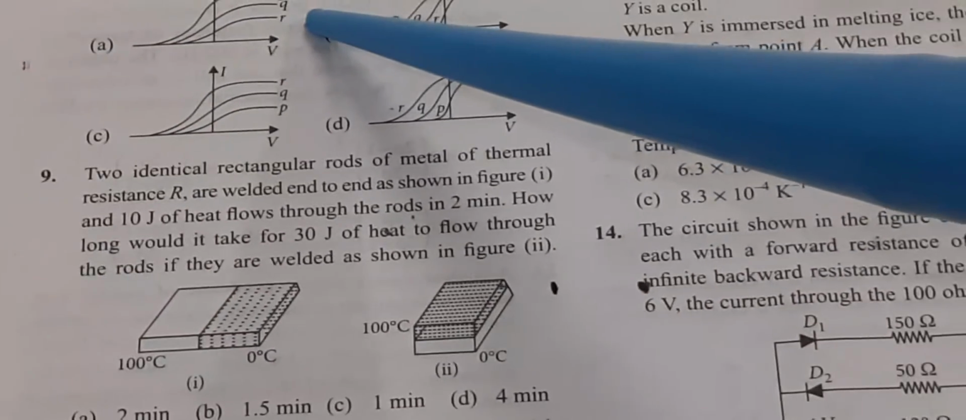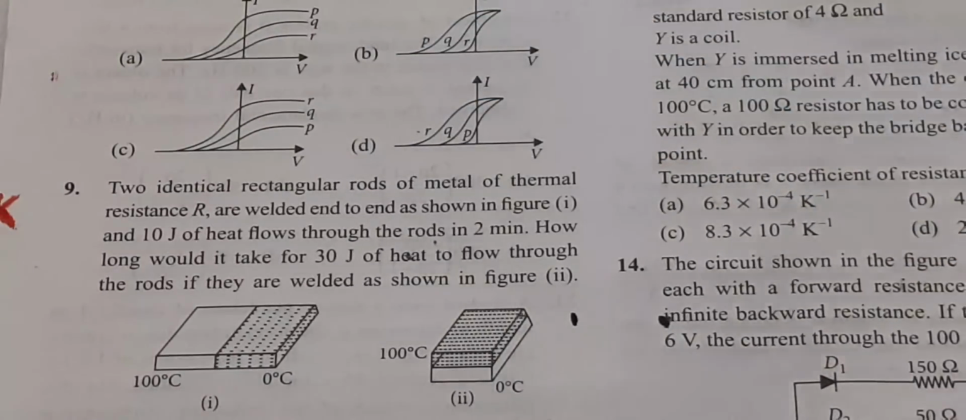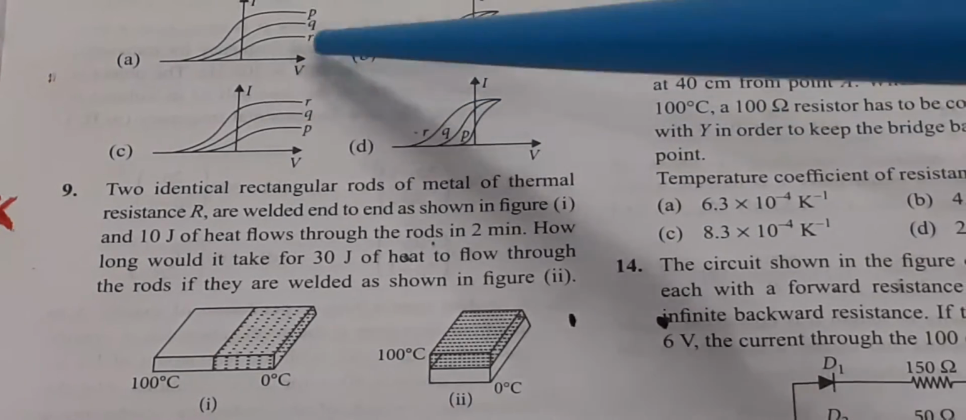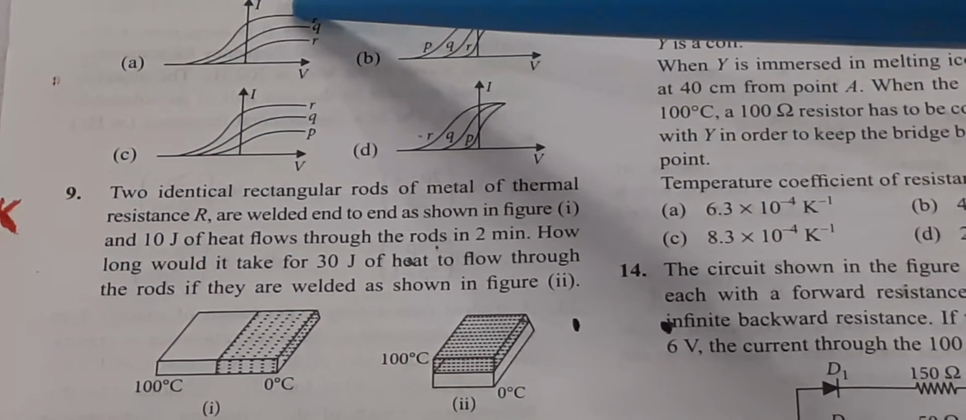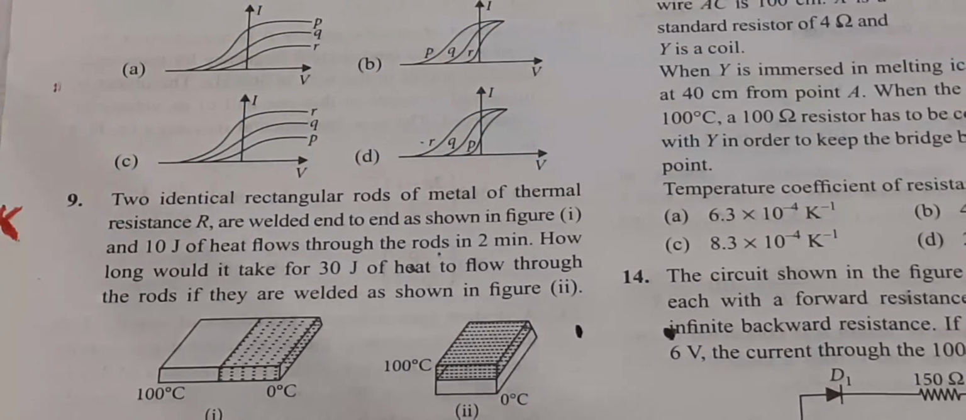For Q, it is in the second position. Its saturation current compared to metal P is less, and its stopping potential again is less than P. That means Q will be in between, and R has the highest work function, that means it will have the lowest stopping potential. So diagram A will be correct in this case. Lower saturation, lower stopping potential. Higher saturation current, higher stopping potential. P will have higher stopping potential. So A will be the correct choice.